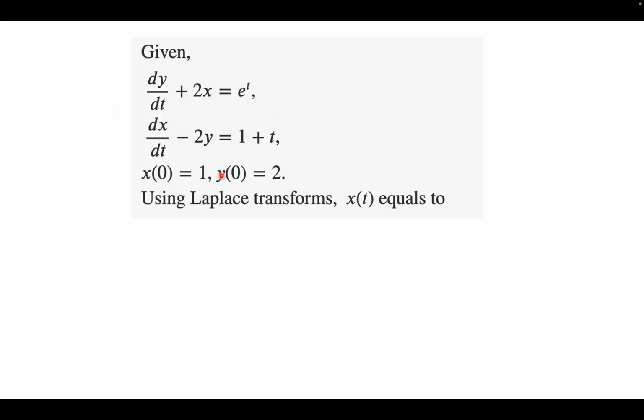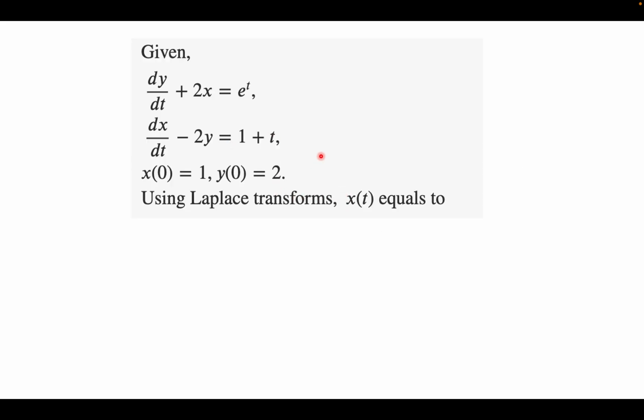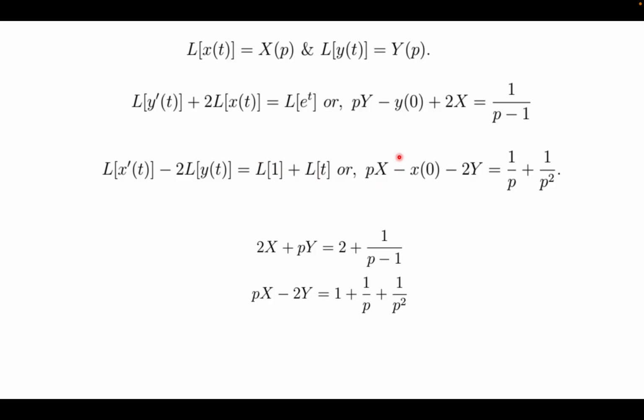Similarly, I can do the same for the second equation. If I do that, I will get L of x dash t minus 2 L of y of t is equal to L of 1 plus L of t, because you are given the same equation, I just took the Laplace transform on both sides. Using the derivative property of the Laplace transform, I can write it as p times the Laplace transform of x of t, which is capital X, minus x of 0 minus 2 times the Laplace transform of small y of t, and on the right hand side it will be 1 by p plus 1 by p square, right?